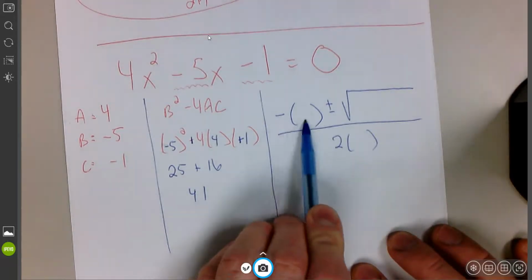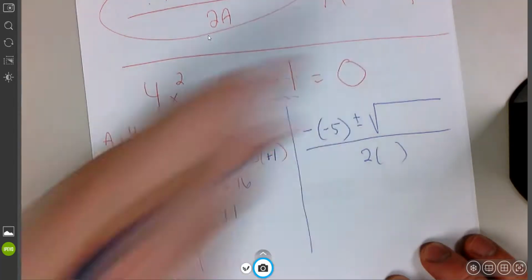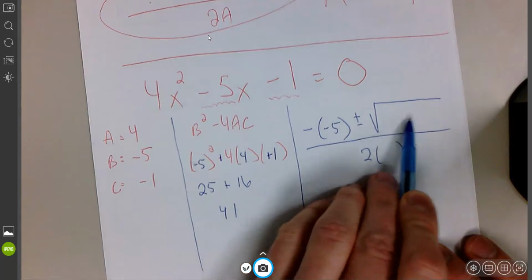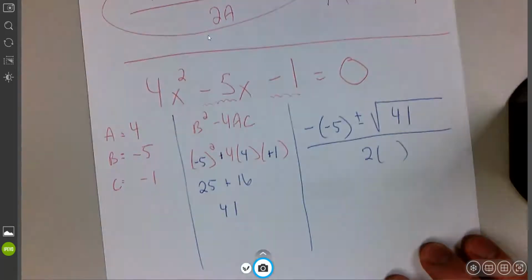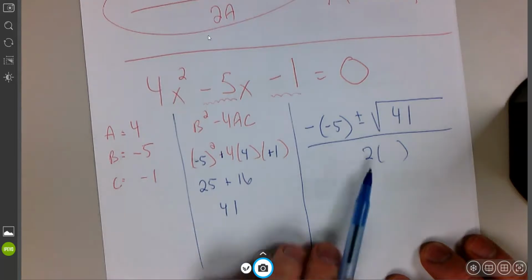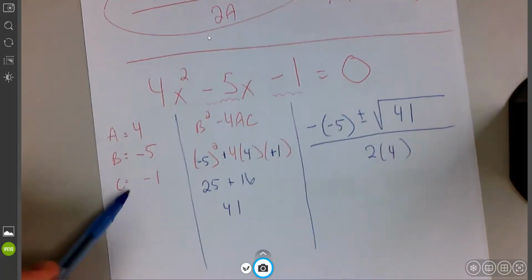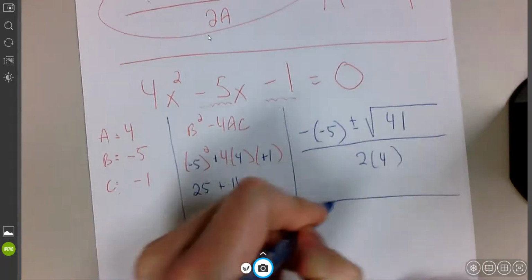This goes negative b from this formula. So b is already negative 5, so I'm just going to put negative 5 in there. There's b. So negative b plus or minus the square root of the discriminant. Well, we just found the discriminant. The discriminant is 41. All over 2a, and a for us is 4. Step 1, step 2, step 3. Next, yeah, that's a long problem.